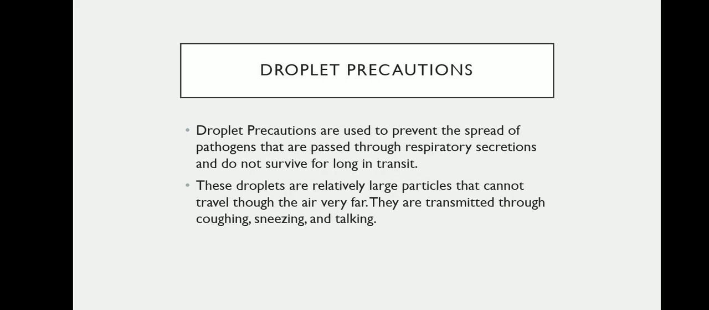And next is droplet precautions. Droplet precautions are used to prevent the spread of pathogens that are passed through respiratory secretions and do not survive for long in transit. These droplets are relatively large particles that cannot travel through the air very far. They are transmitted through coughing, sneezing, and talking.